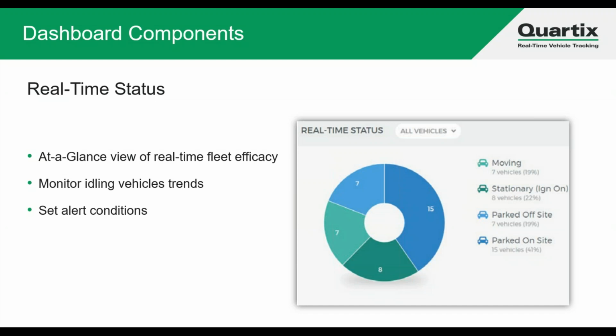So with real-time status, you're going to see a live update on what is happening with your vehicle. So you get an at-a-glance view of real-time fleet efficiency. You can monitor idling vehicle trends, and you can set those alert conditions. That's what I was talking about earlier, where if it goes below a certain level or above, depending on the case, it would show up in red, so it would spark your attention. So let's jump over to the website so you can see how this works in action.